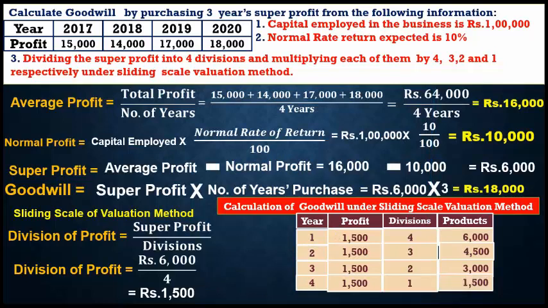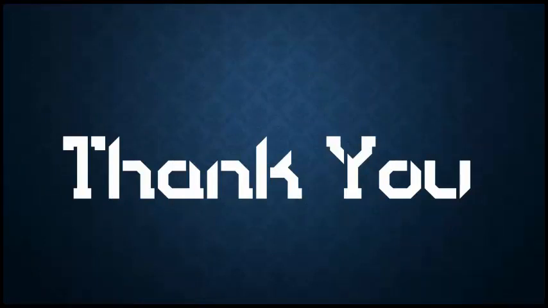1,500. Okay, now how to calculate the goodwill? You have to add all the years' products: 6,000 plus 4,500 plus 3,000 plus 1,500. What is the answer? Rupees 15,000. This is the goodwill under the sliding scale of valuation of super profit. Okay, goodwill is equal to rupees 15,000 under the sliding scale valuation. Thank you for watching this video.